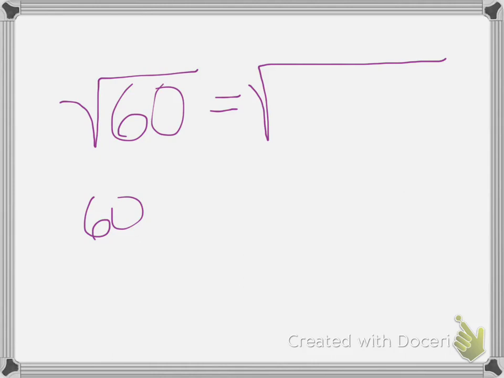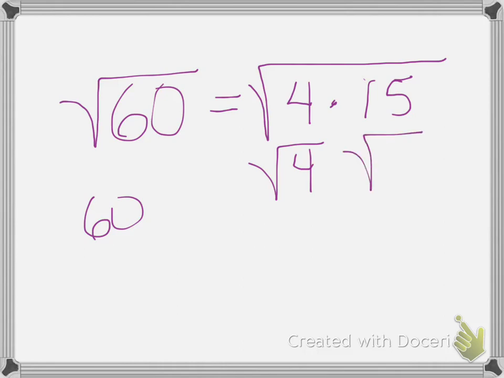You can sit there and just try to think about what times what makes 60, like 15 and 4, and go, oh, okay, well, 4 times 15, and you know that the square root of 4, that's the same as separating them. So you know the square root of 4 is 2, so you could call this 2 square root 15.